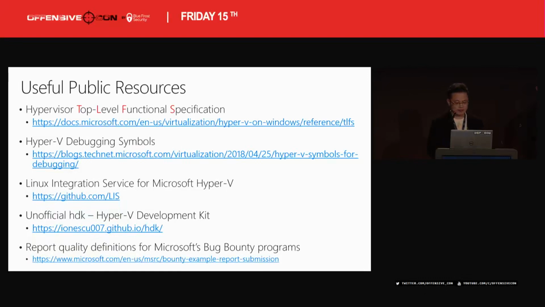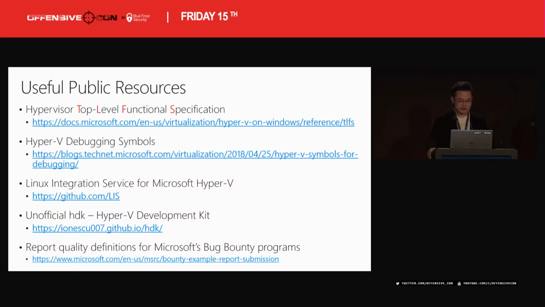So the first and the most recommended resource is the TLFS. It includes very detailed information about Hypercore. You can also see a lot of Hyper-V internals, like intercepts, interpartition communications, and what virtual secure mode is. If you want to learn Hyper-V internals, it is the best material for you.